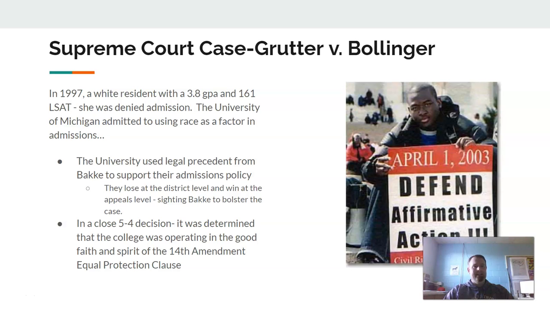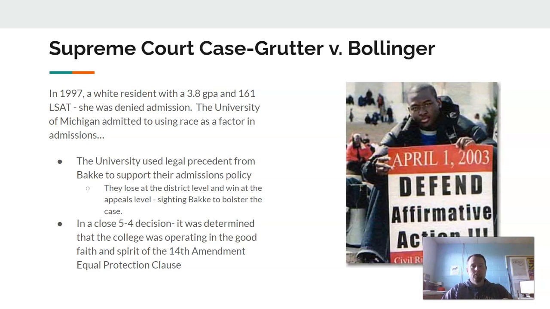Then in 1997, in the Supreme Court case of Grutter versus Bollinger, a white resident with a 3.8 GPA and a 161 on their LSAT, she was denied admission. The University of Michigan admitted to using race as a factor in the admission process. So the university used legal precedent from Bakke to support their admissions policy, right? So they're using a decision that was made in the past, which is called legal precedent, right? And then they're using that in the University of Michigan to support their own admissions policy, and supporting that element of affirmative action using previous legal cases.